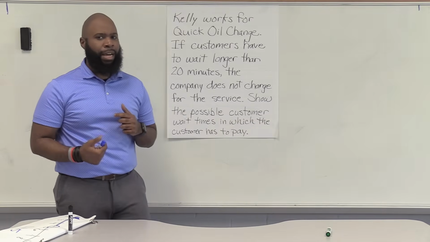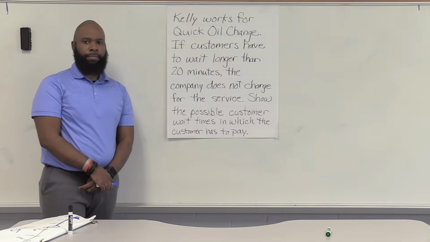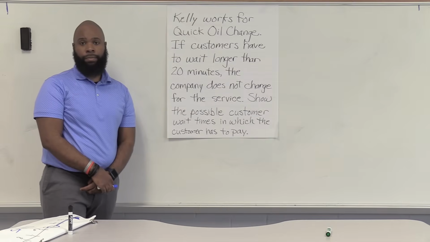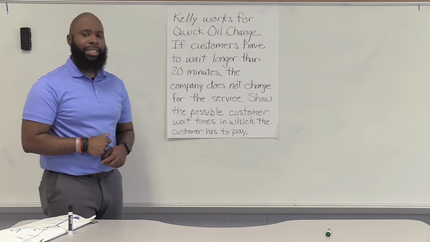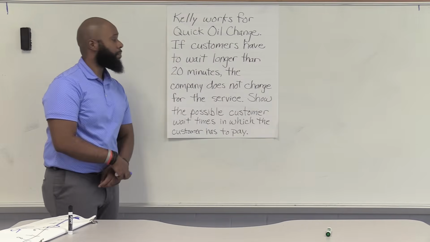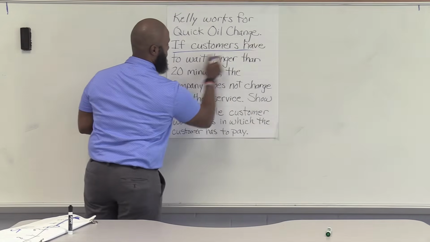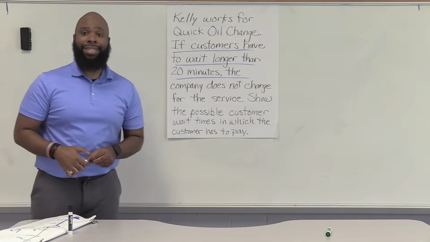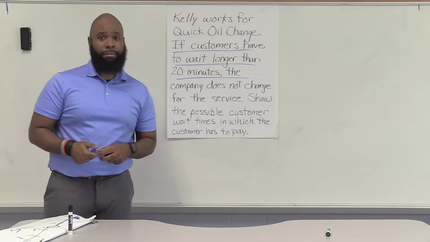So how is this example different from the first ones we just did? Correct, it does describe a real-world situation. What does the second sentence tell us about the wait time for paying customers? Correct, the oil change must take 20 minutes or less. So how will we show this on a number line?